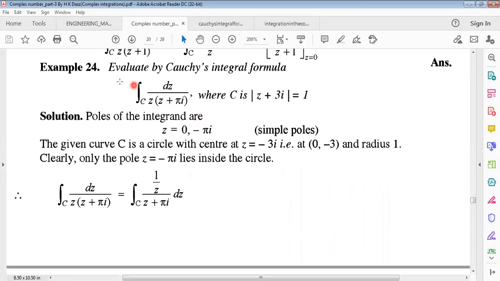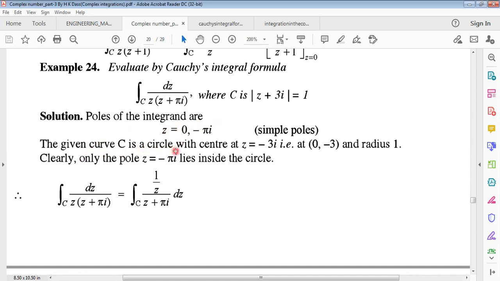Now another example, example 24: evaluate using Cauchy's integral formula the integration of this, where C is the circle |z plus 3i| equals 1. 1 is the radius, and the center will be (0, minus 3). The poles can be found by taking the denominator equals 0. That means z equals 0 and z equals minus pi i. So these are the poles.